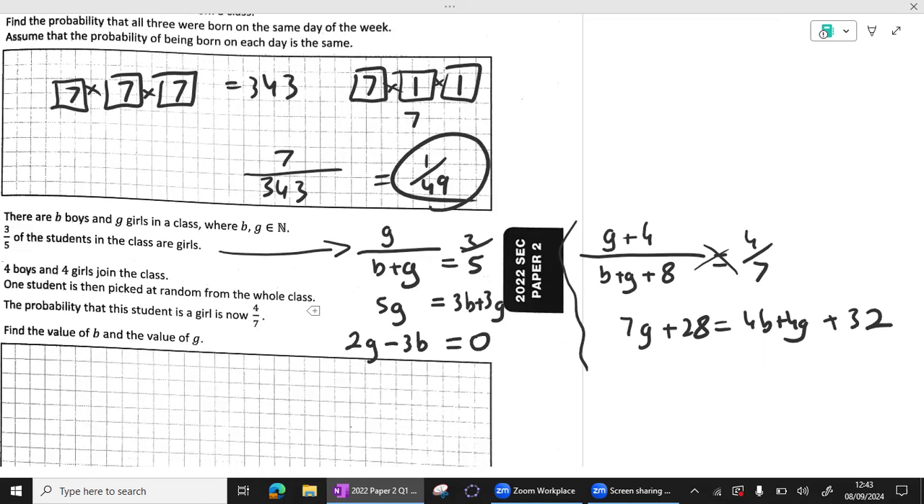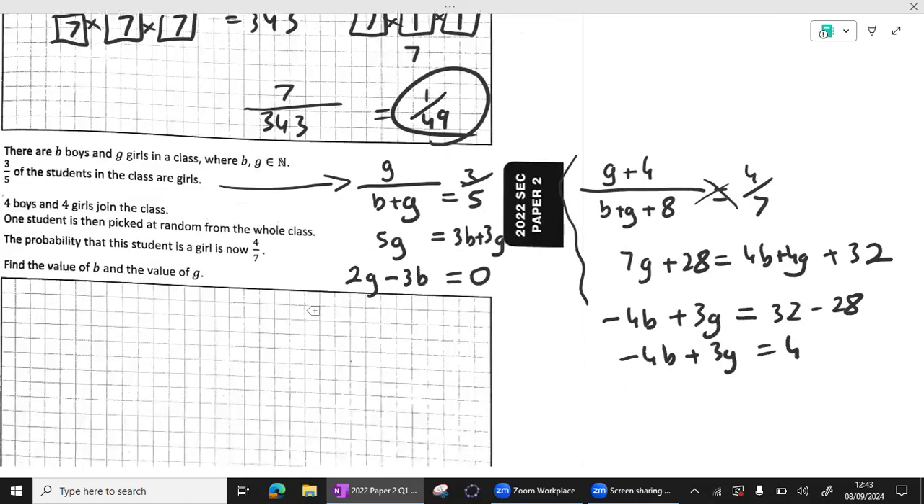On this side, I have 4B. So that would be minus 4B if I bring him over. If I bring the 4G over, it's going to be 7G minus 4G, which is 3G. And then I have 32 minus 28. So 28, 29, 30, 31, 32, that's 4.